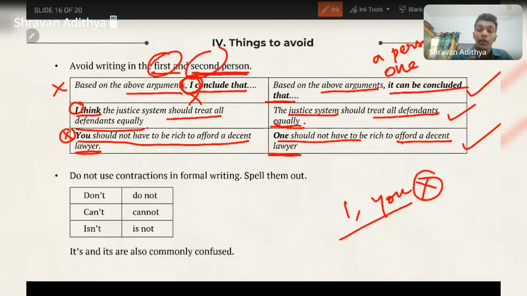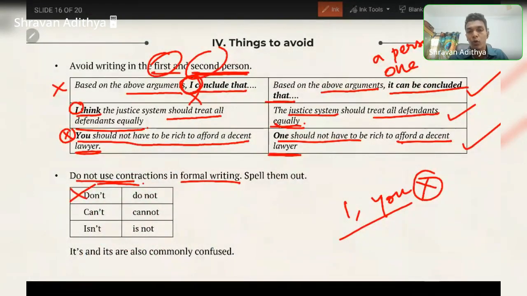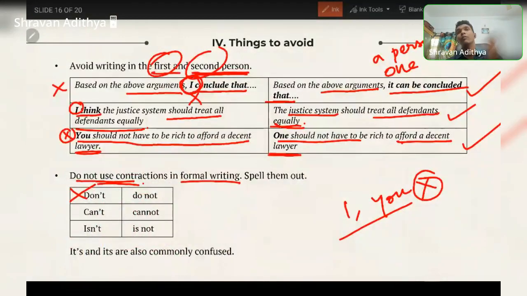Also, in formal writing, do not use contractions. This is another problem that I see a lot of you are making. You spell those out, like do not instead of don't. In written English, there is no don't, there is no can't, there is no isn't. You write do not, cannot, is not. That's how you write a formal essay. I know most of you are very addicted to texting. In texting you use don't, can't, right?